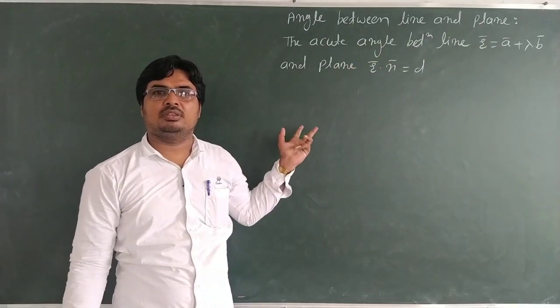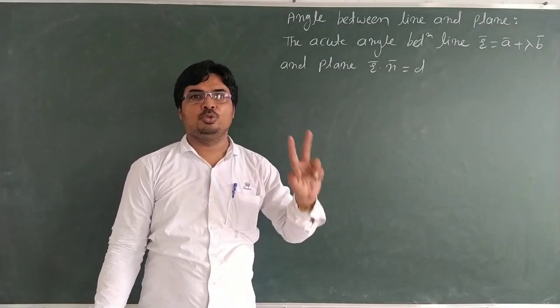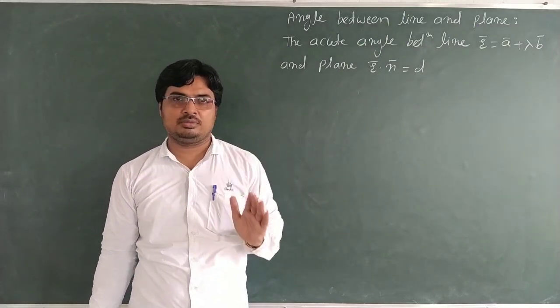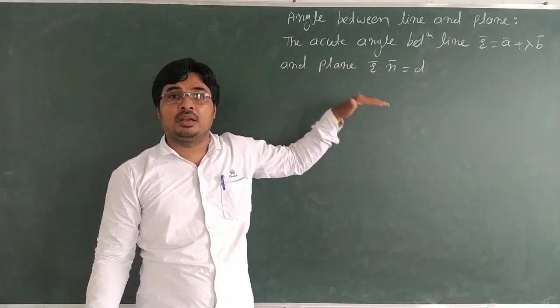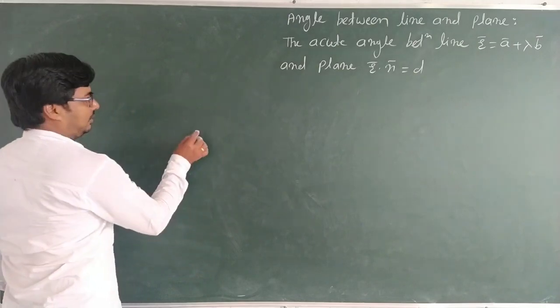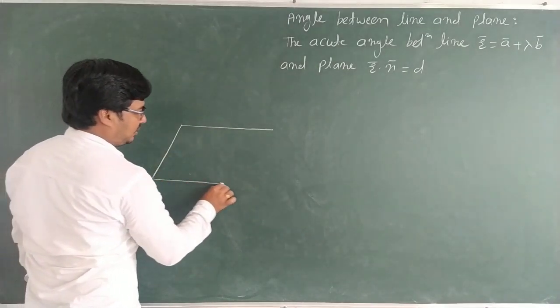In the previous lecture we saw the angle between two planes. Angle between two planes means angle between their normals. But here one is a line and one is a plane. We want to find the angle between line and plane. Here see carefully.